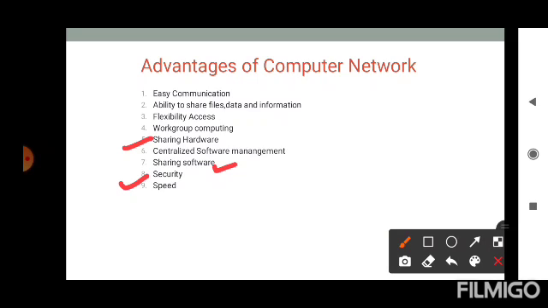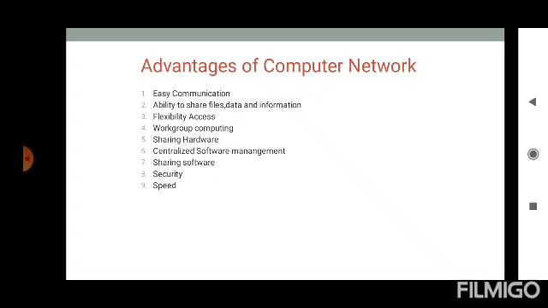Then security. Sensitive files and programs on a network can be password protected. Those files can only be accessed by authorized users. This is another important advantage, because regarding security issues, every user has their own set of privileges to prevent others from accessing files, and it can be protected by passwords. Then last is speed. Sharing and transferring files within a network is very rapid, that means fast, depending on the type of network. This will save time while maintaining the integrity of files.